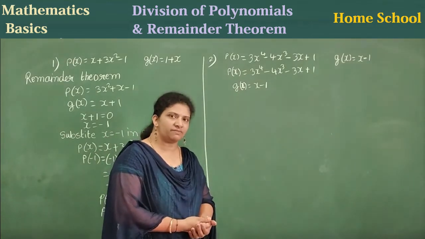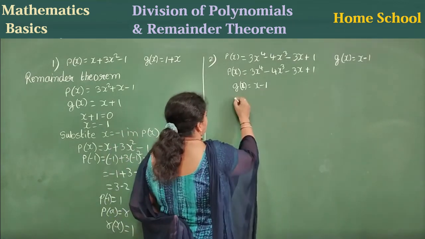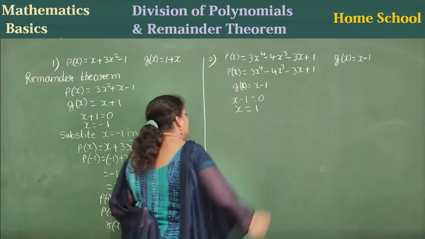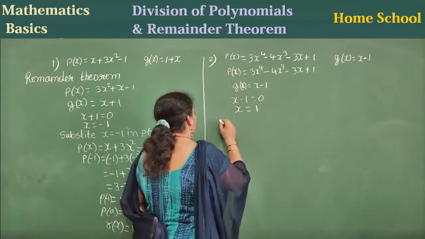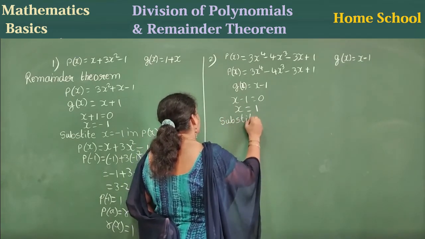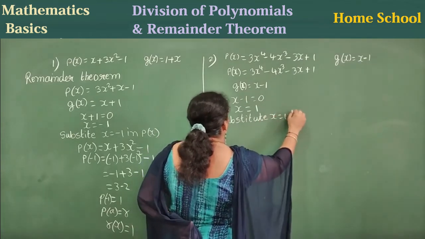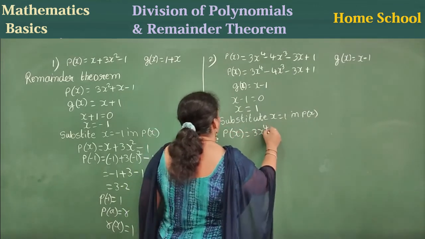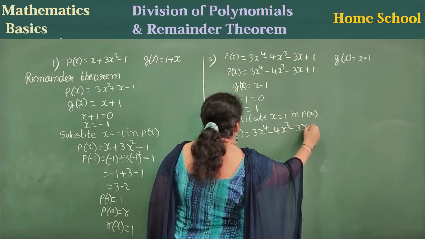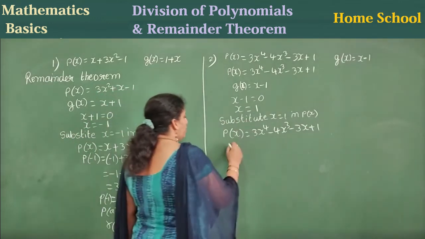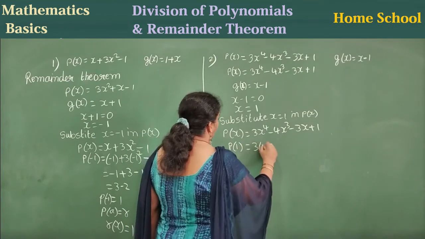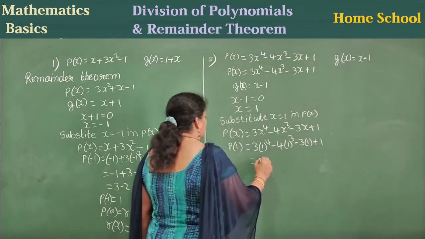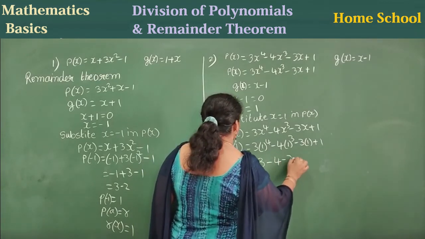What we need to do as the first step in this method: find the 0 of the polynomial. That is, G of x is equal to 0. That makes x minus 1 equal to 0. Minus 1 on the other side, plus 1. This x value, substitute in P of x. Substitute x equal to 1 in P of x. That means P of x is equal to 3x power 4 minus 4x cube minus 3x plus 1. Okay. Now 1, substitute here. P of 1 is equal to 3 into 1 whole power 4 minus 4 into 1 whole cube minus 3 into 1 plus 1. That will be 3 minus 4 minus 3 plus 1.